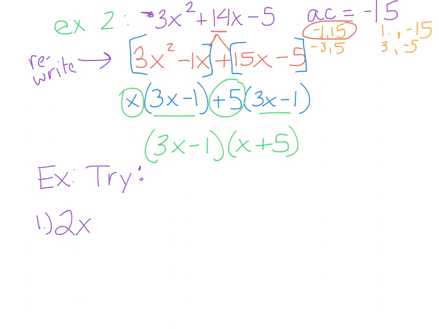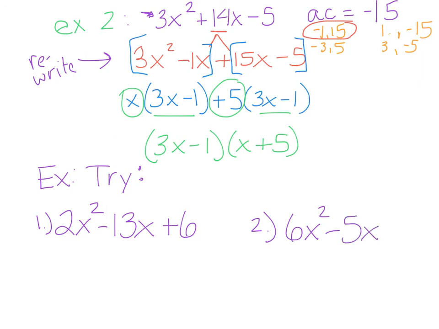Example 1: 2x squared minus 13x plus 6. Example 2: 6x squared minus 5x minus 6, okay? So if nothing else, figure out ac and then figure out the factors that add up to b and rewrite. If you can go farther, awesome, okay?